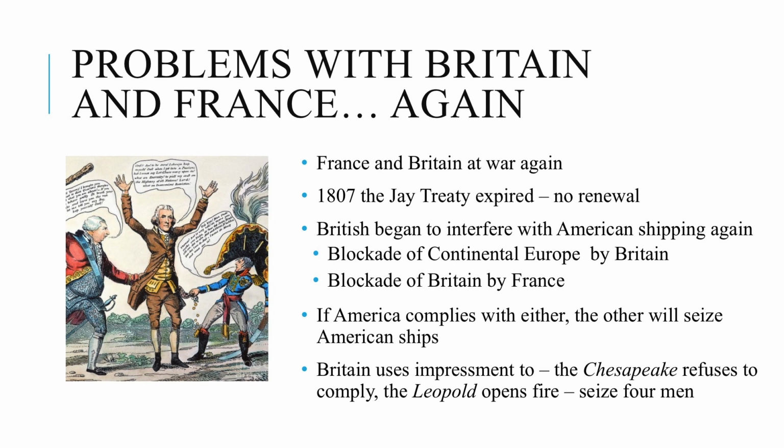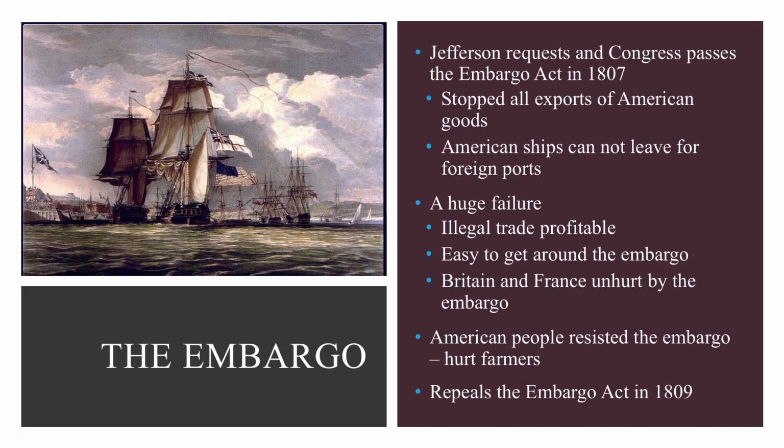Americans were also unhappy with the British use of impressment, where British ships would stop and search American ships and take anyone that they believed had deserted from the British Navy. One such example was the Chesapeake, which refused to comply with the British. The British ship, the Leopold, then opened fire before boarding the ship and seizing 4 men. As a result of this incident, Jefferson requested and Congress passed the Embargo Act of 1807.